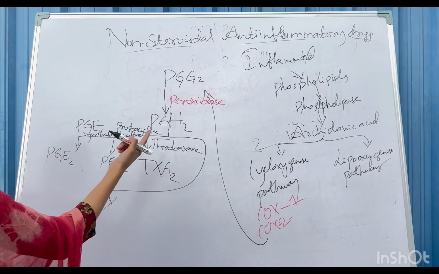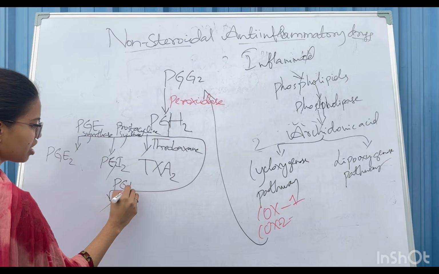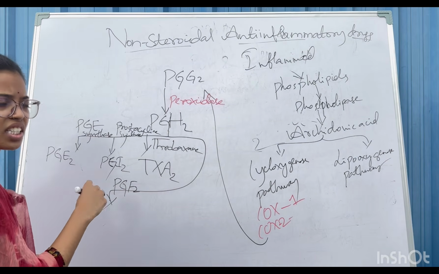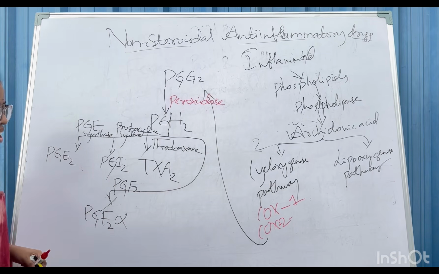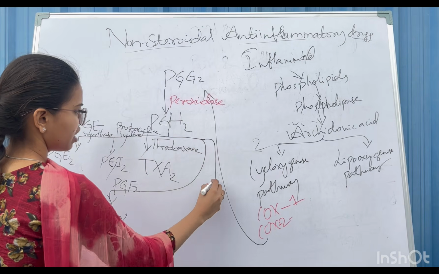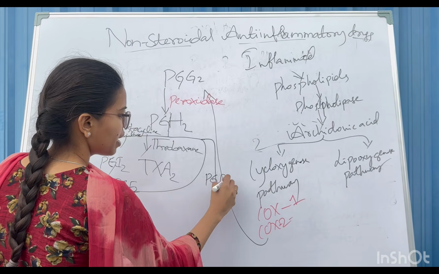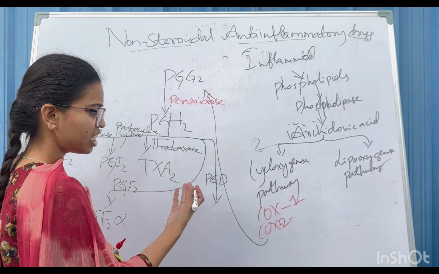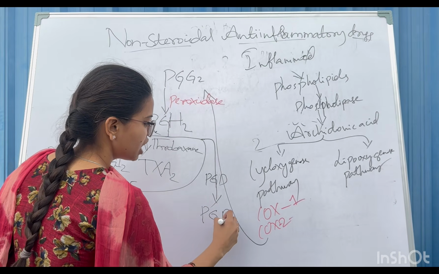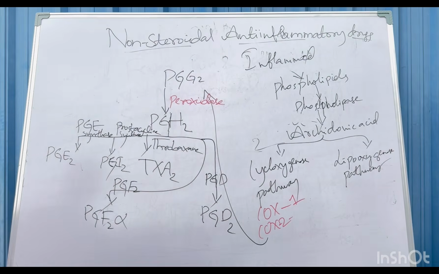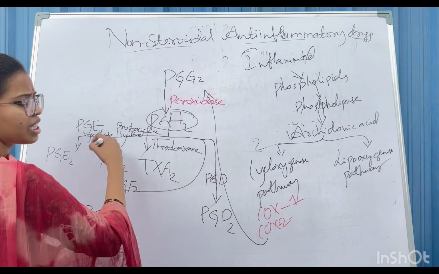So what are they? The next one is PGF₂ synthase. In the presence of PGF₂ synthase, it leads to the formation of PGF₂ alpha. And the next one is PGD synthase. In the presence of PGD synthase, it leads to the formation of PGD₂. Okay, so these are the compounds formed from the precursor PGH₂.